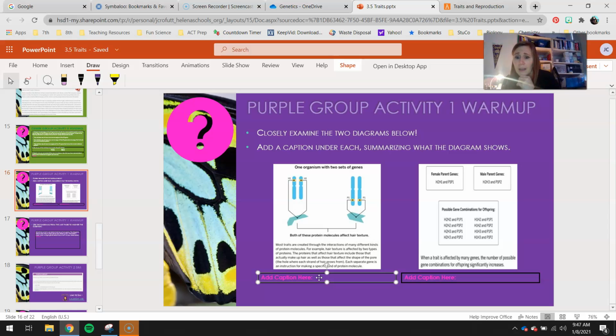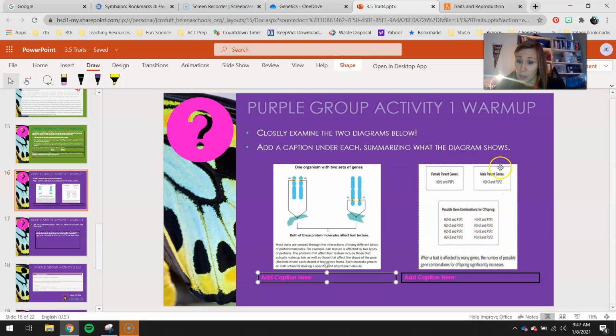Okay, the second one, we have female parent genes and then male parent genes. So it looks like we have two different chromosomes with two different sets of genes. So mom, for one of those sets of genes, has H2H1, and for the other set is P1P1. So these are two completely different genes. They may not even be on the same chromosome. Okay, versus dad has H2H3 and P1P2. Okay, so we can look at all the possible gene combinations. Looks like there's 8 of them.